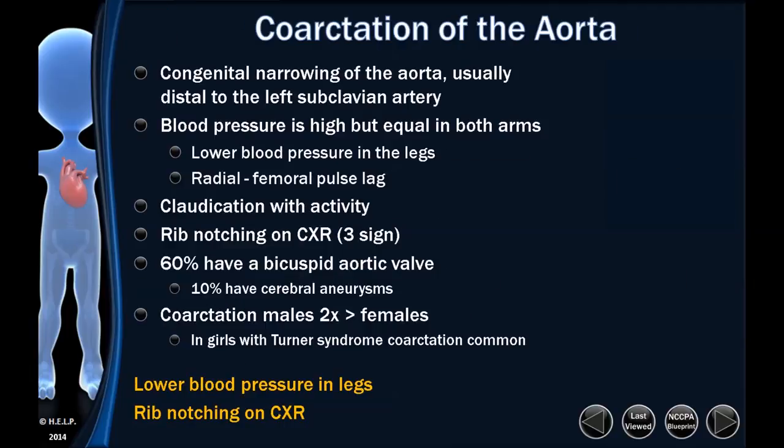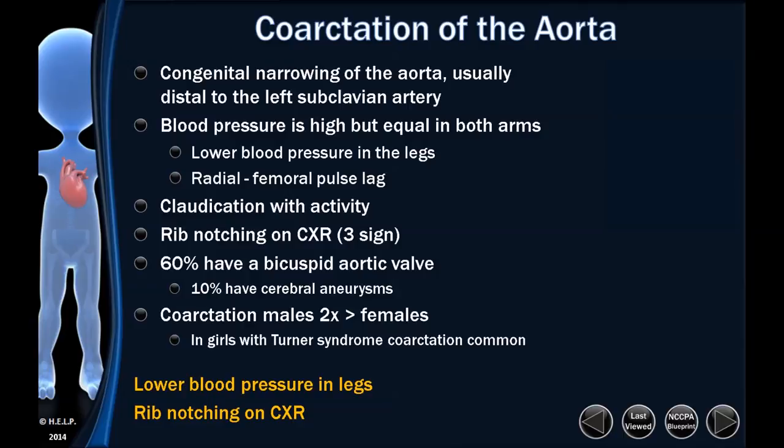Coarctation of the aorta. This is claudication in young kids. When we have claudication in an adult, we think peripheral artery disease, but in a child, you should be thinking coarctation of the aorta. They have a narrowing of the aorta just after the left subclavian. So the blood pressure in the arms will be high, but it'll be really low in the legs. So you get this radial femoral pulse lag.